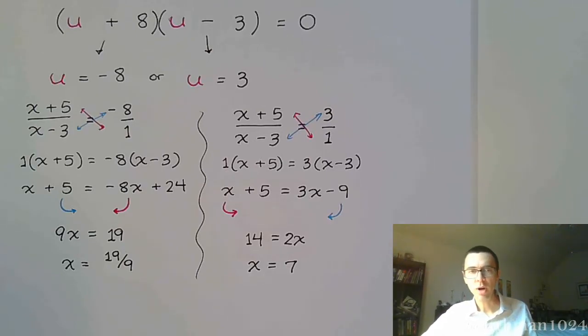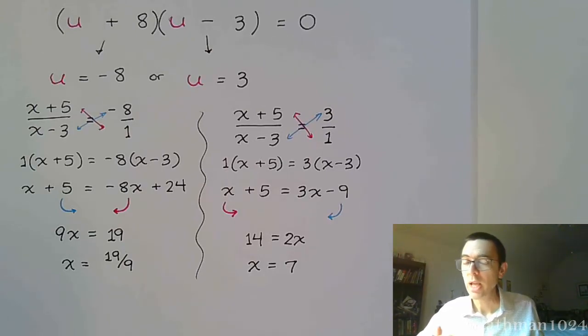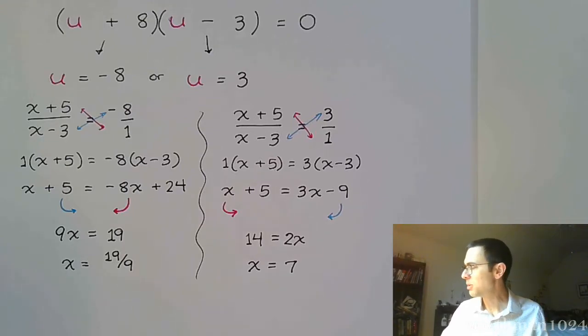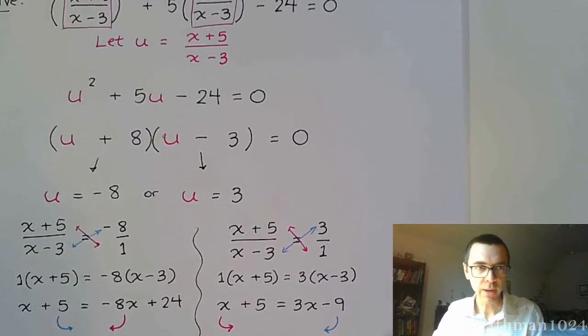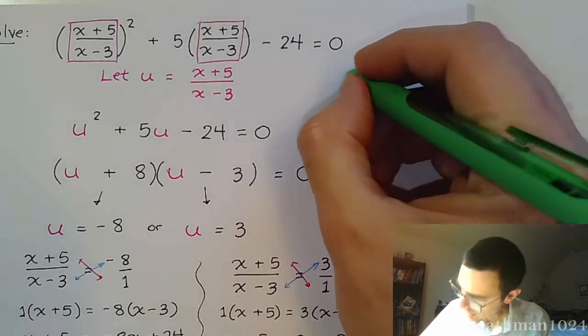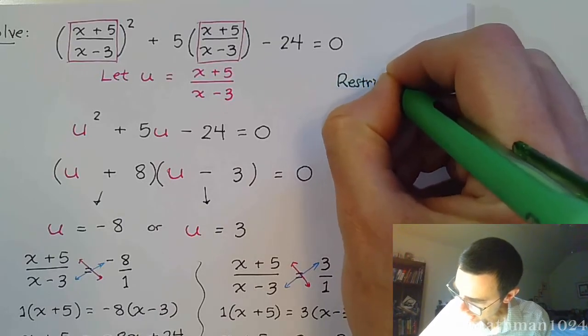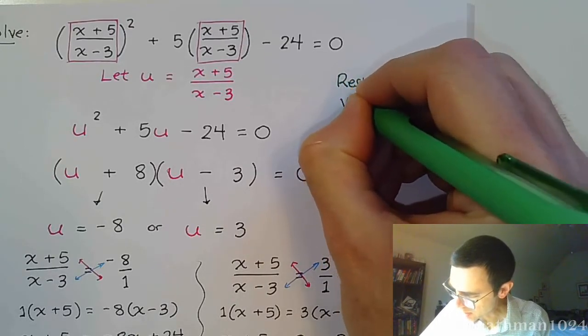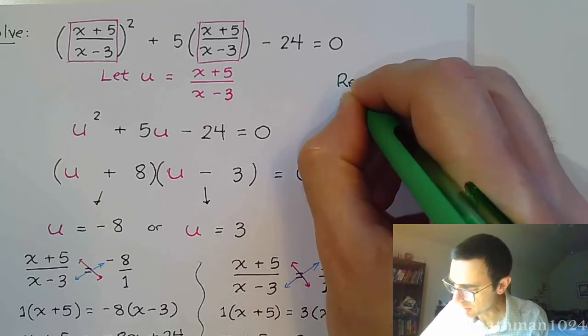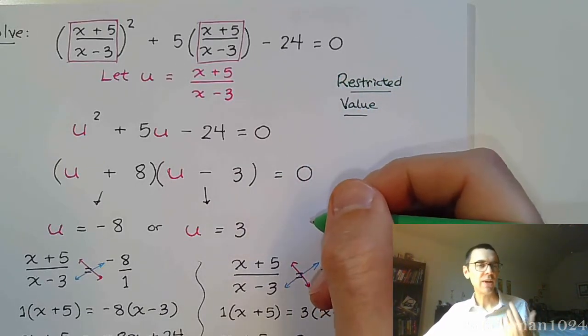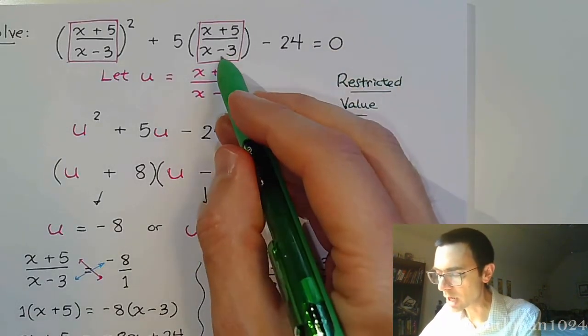Now I told you that I wasn't ready to go ahead and box my answers, because if you look at the original problem, it was a rational equation, and with rational equations, you must be mindful of your restricted values. Okay? So if you come back up here, because we have a fraction, there is that potential to have a restricted value, meaning a value that we can never have as a solution.